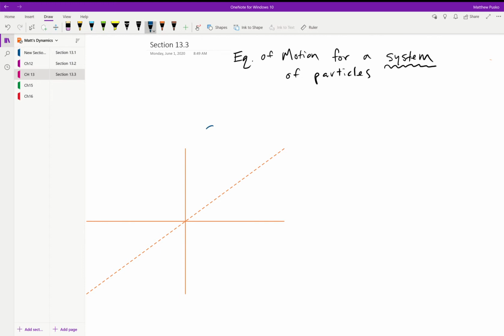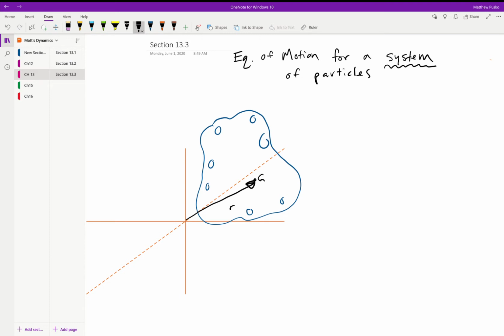So I'm going to draw this system of particles as a blob, and this could represent a liquid or a fluid, or a gas, not any, but we could use them to analyze these systems. Draw a couple more particles. Alright, I can draw a position vector out to what we'll call G. That's our center of gravity, we'll call it. And we'll call this R of G.